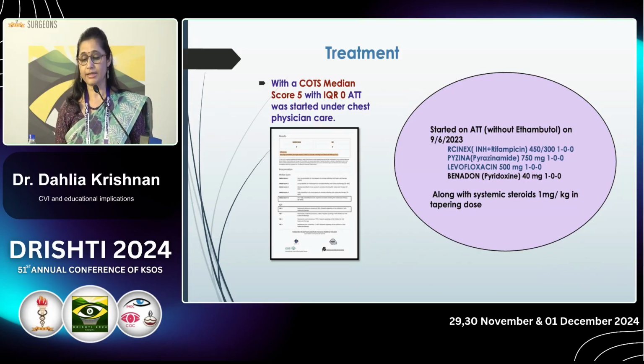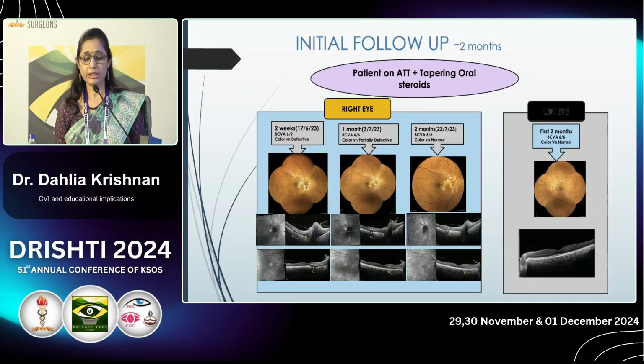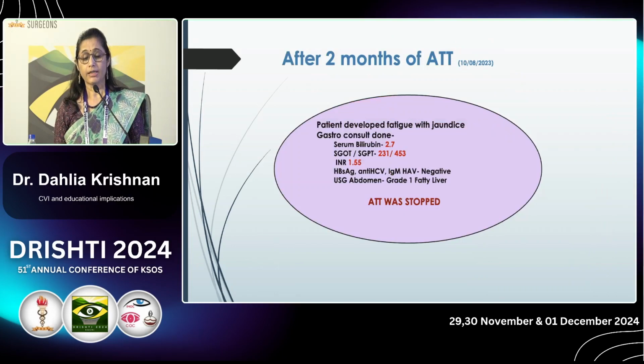Along with this, we gave systemic steroids at 1 milligram per kilogram in tapering dose. In the initial follow-up after 2 months, her best corrected visual acuity and color vision came back to normal. The optic disc edema was reducing, and the choroidal lesion was also resolving. After 2 months of ATT, she developed jaundice with fatigue. A gastro consult showed a 10-times elevation of liver enzymes with a serum bilirubin of 2.7. Viral hepatitis was ruled out and ATT was stopped.